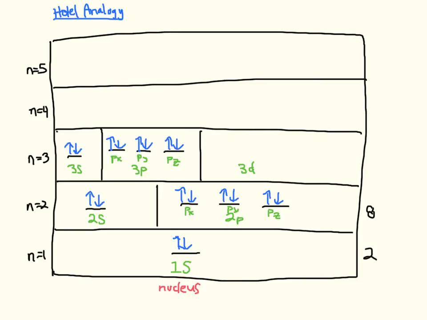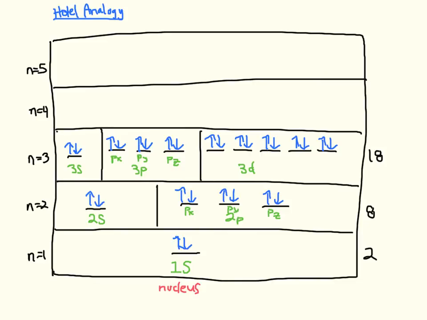And then the d orbitals, there are 5 of them. And remember, I told you didn't need to know the names or the designations for those orbitals, but you do need to know that each one holds 2 electrons. So that gives our third energy level of the atom, or our third level of this hotel in our analogy, a total of 18 electrons possible.